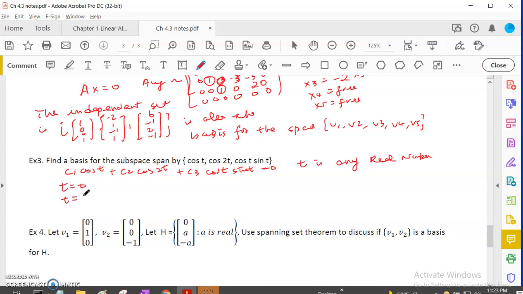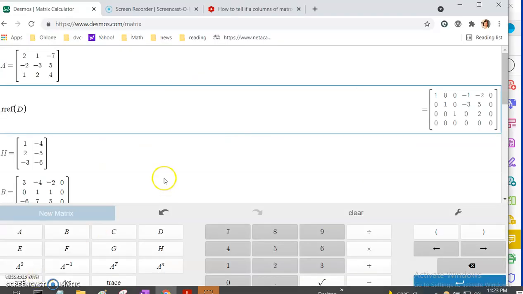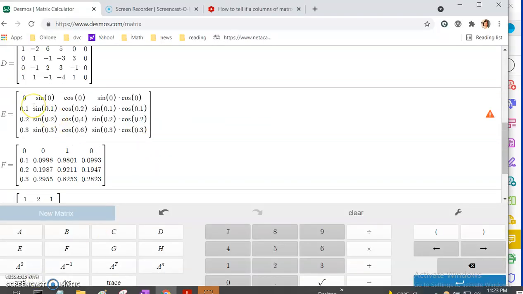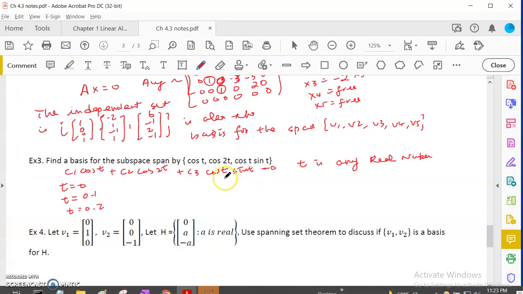t equal to 0.1, t equal to 0.2. And I think I have, did I have it? Oh no, it's not the same. So I would do it with t equal to 0. So that corresponds to an equation of C1 times 1 plus C2 times 1 plus C3 times 0 equal to 0.